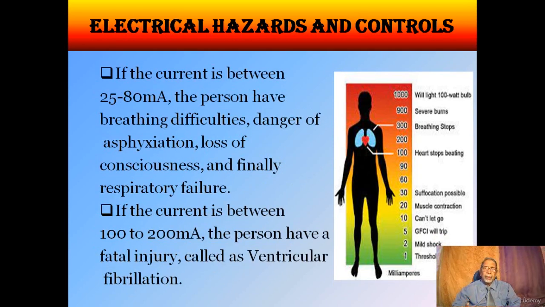If the current is between 25 to 80 milliamps, the person has breathing difficulties, danger of asphyxiation, loss of consciousness, and finally respiratory failure. If the current is between 100 to 200 milliamperes, the person has a fatal injury called ventricular fibrillation.